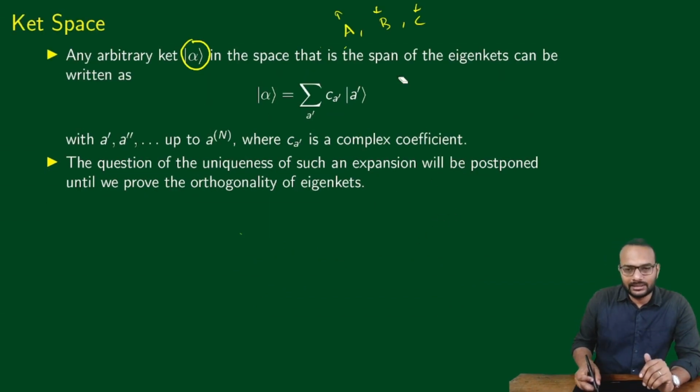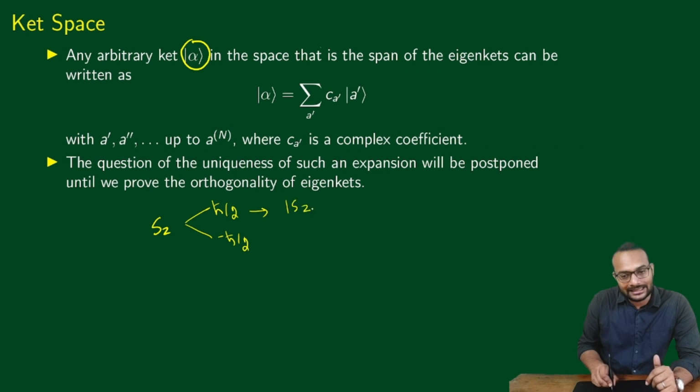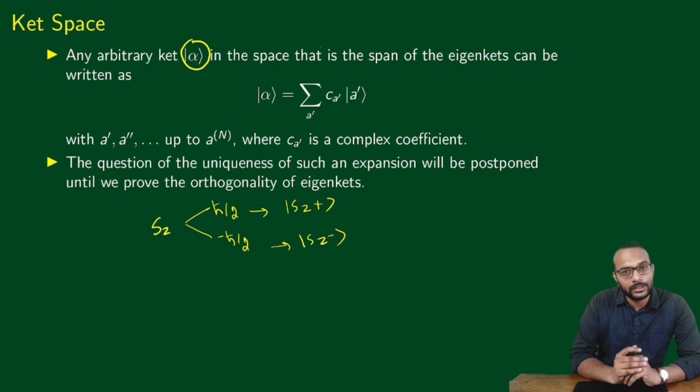Now, let me try to explain these things in the case of the Stern-Gerlach experiment. In the case of the Stern-Gerlach experiment, we had the operator Sz. Now, for Sz, we said that there are two possible measurement outcomes, plus ħ/2 and minus ħ/2. The corresponding states we called |Sz+⟩ and |Sz−⟩. You might have already guessed that |Sz+⟩ and |Sz−⟩ form a set of base vectors.